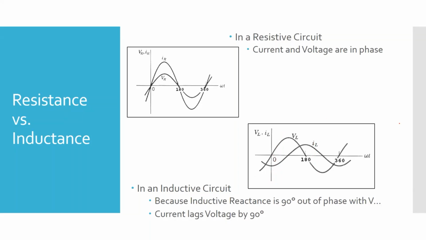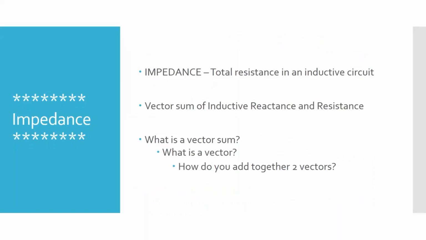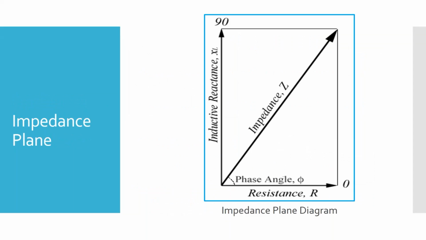And so what we do with that is we sum that with the actual resistance of the coil itself to get our impedance. So a vector sum of inductive reactance and resistance. And when you add those together, it looks something like this. So here you can see they've got the inductive reactance on the y-axis, the resistance on the x-axis, and so the ultimate impedance is this vector sum Z between the two.